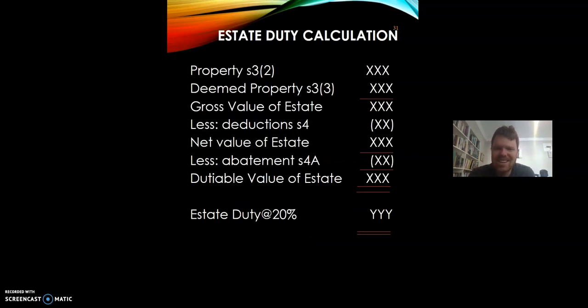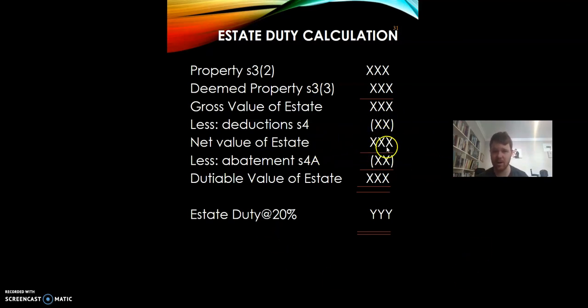The overall process, how it works, what you're going to do is take all of the property that you have and all of your deemed property. You're going to add them together. That's going to give you the gross value of your estate. You're going to take off your deductions, certain types of expenditure that's allowable to be deducted. That will give you the net value of your estate.